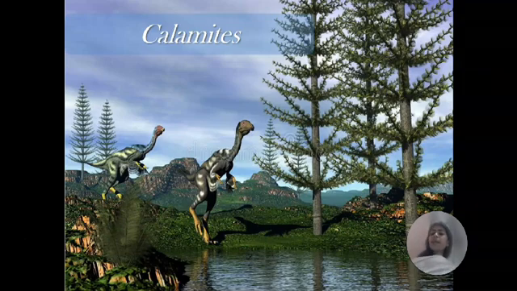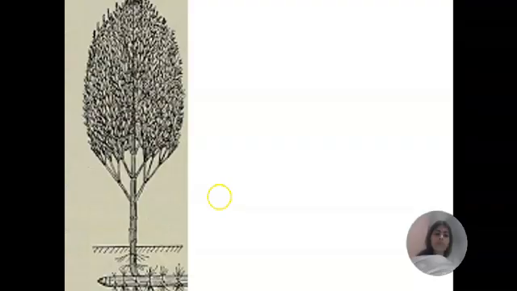Calamites is believed to have flourished during the Carboniferous era with other arborescent lycopods. Do you remember any arborescent lycopod? Yes, Lepidodendron. Calamites is believed to have flourished along with Lepidodendron in the Carboniferous period. They are believed to have evolved during the Devonian period and gone extinct during the Triassic period.